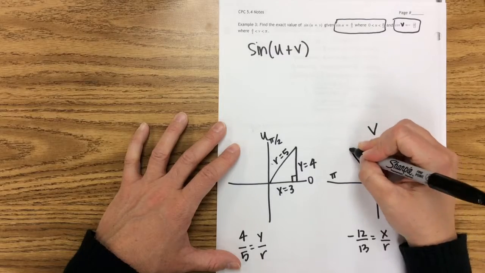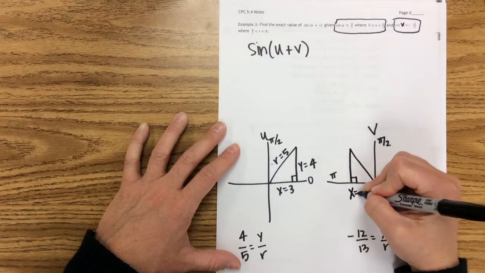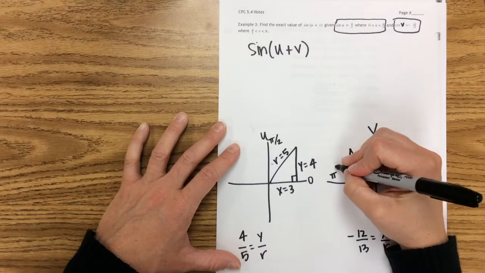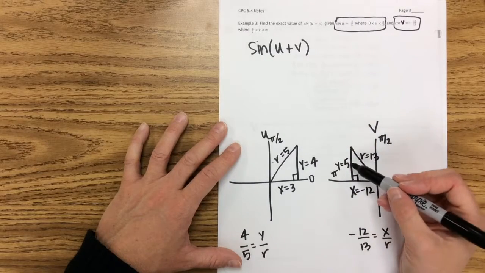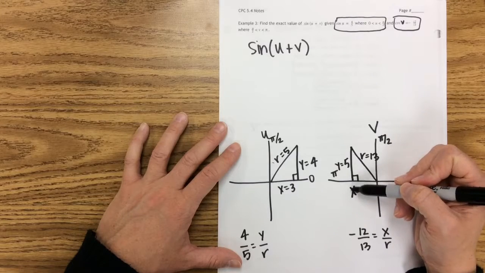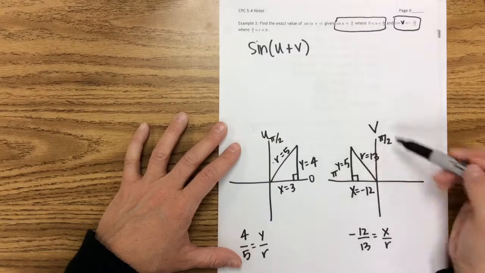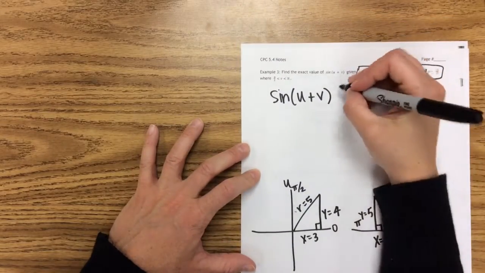So I will draw a triangle in the second quadrant, label what I know. X is negative 12, r is 13. Again, that's a Pythagorean triple where y has to be 5. And y has to be positive 5 because we're going up into the second quadrant instead of down into the third or fourth. Once you have these triangles drawn, you should be able to figure this out.